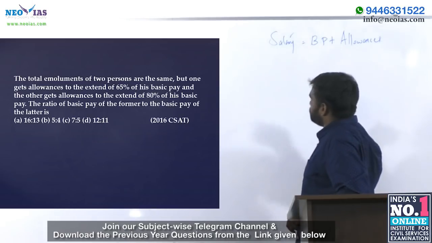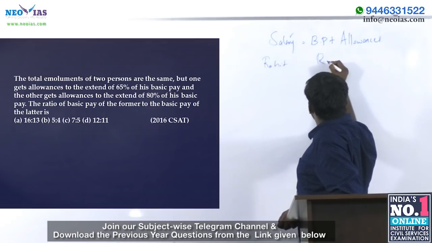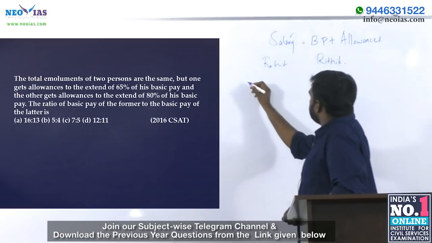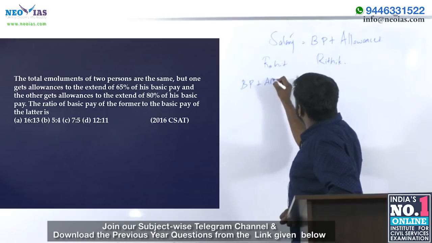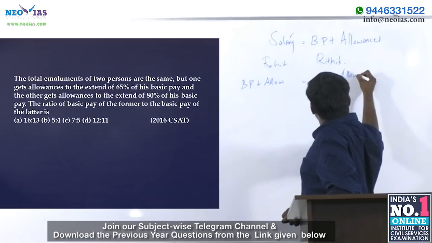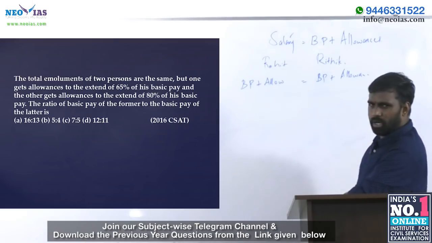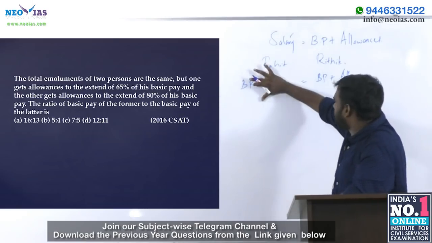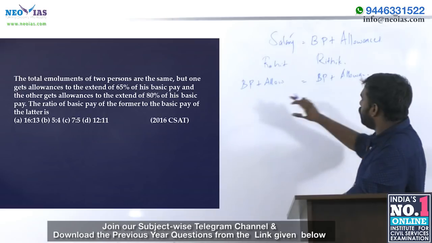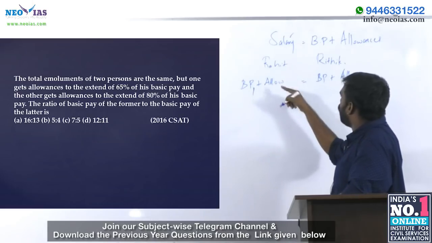So the salary is the same. Let them be Rohit and Ritik. They have the same salary. That means the basic pay plus allowances of Rohit equals the basic pay plus allowances of Ritik, right? But does that mean the basic pays are equal? No, they are just telling us the total salary of Rohit equals the total salary of Ritik. So let there be the basic pay of Rohit and the allowances of Rohit.